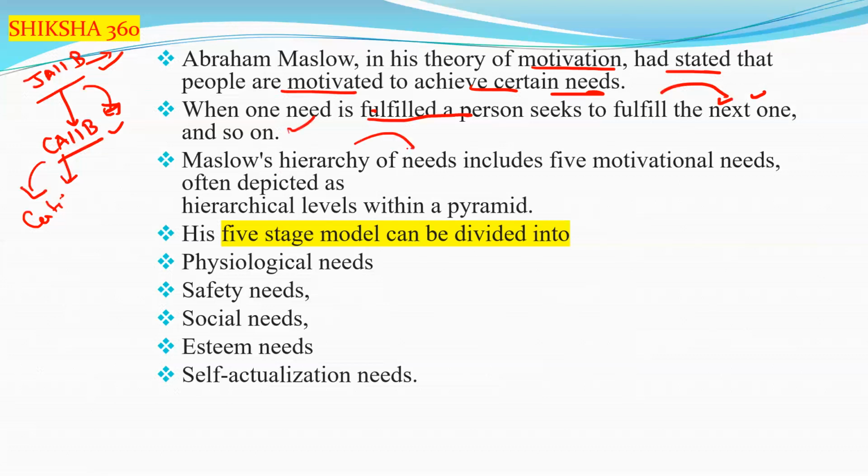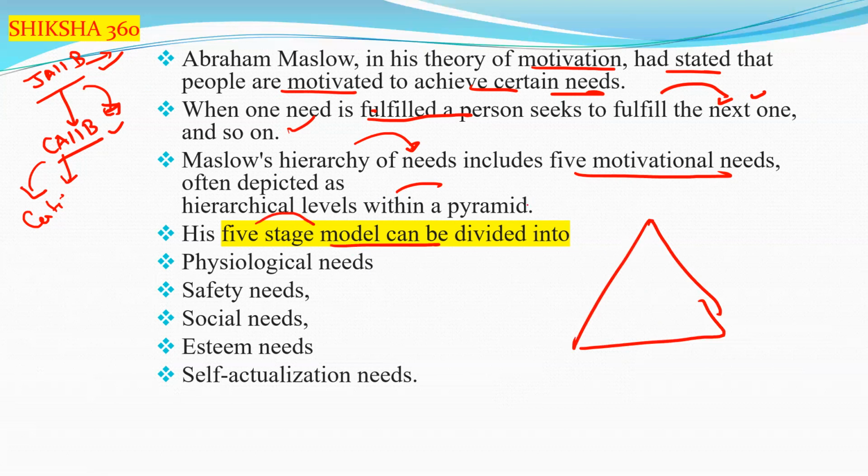So Maslow hierarchy of needs includes 5 motivational needs, often depicted as hierarchical levels within a pyramid like this one. So his 5-stage model can be divided into: first, the physiological needs; second, the safety needs; third, the social needs; fourth, the esteem needs; fifth, the self-actualization needs.